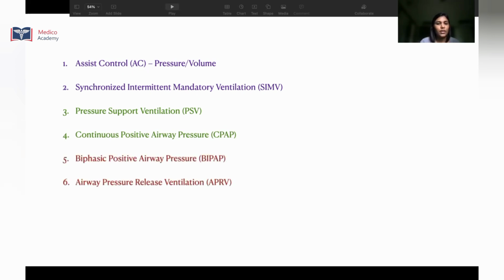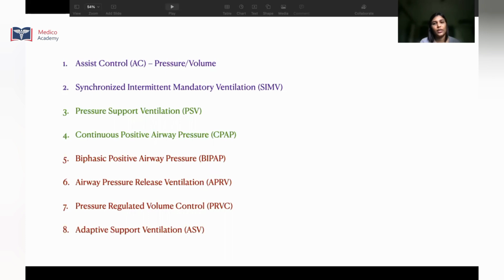Other modes such as BiPAP or biphasic positive airway pressure, APRV or airway pressure release ventilation, PRVC, pressure regulated volume control, or adaptive support ventilation, these are a bit advanced modes. There is a separate lecture on advanced modes of mechanical ventilation, but in this lecture, we will concentrate on the basic modes of mechanical ventilation, namely the first four.